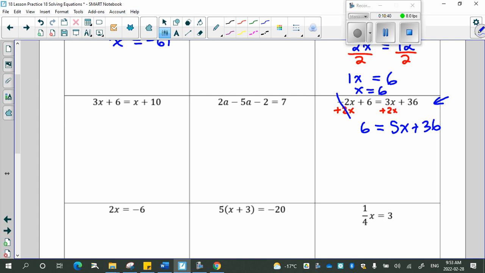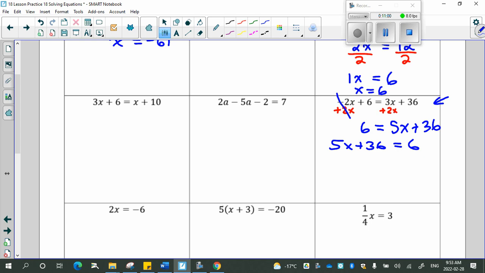Now some people don't like it when x is on the right side. It just bothers them. Okay? It doesn't bother me, but some people don't like it. If it bothered me, could I just switch it? Yeah, because what does the equal sign mean? Both sides are the same, right?